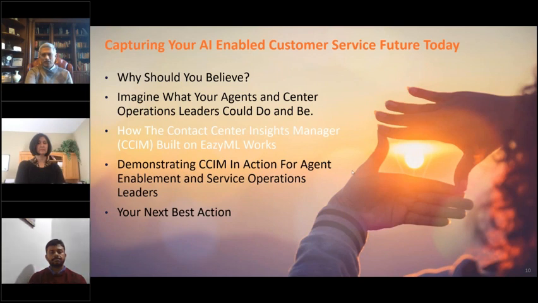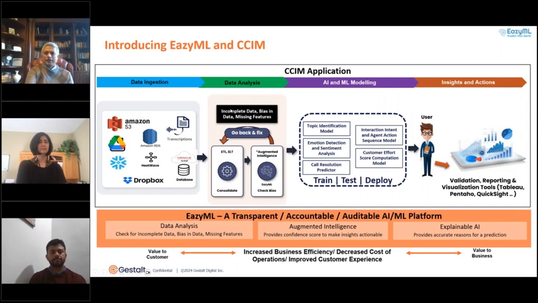Let's investigate it. It's a two-layered, let me see if I can flip to the next page. Graham, could you flip it for me, please? There we go. Thank you, sir. So the bottom layer is EasyML, in that salmon color there. It's a machine learning platform, but one that is unique. Why? Because it's a transparent, accountable, and auditable machine learning platform. Big words. What do they really mean?